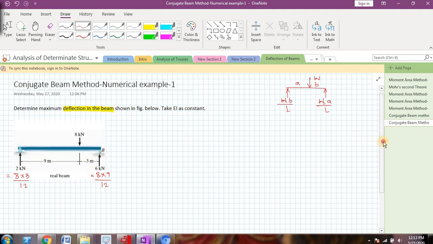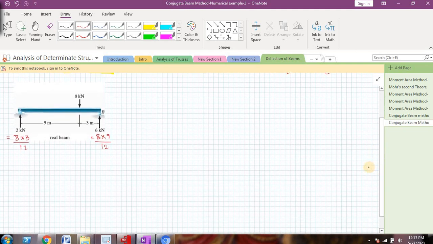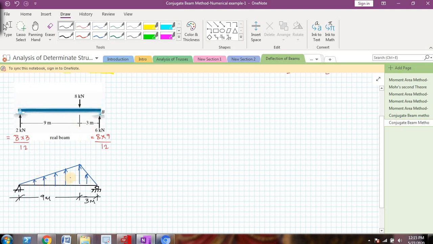And once you find the reactions, you have to draw the M by EI diagram of this beam. So let me draw that M by EI diagram. Okay, now I have drawn this M by EI diagram here. You can see this is nothing but a bending moment diagram for this beam. So the bending moment here, this is 2 into 9, or you can say 6 into 3, that is the maximum bending moment at this point, which comes out to be 18. So since I am drawing M by EI, I should write it as 18 divided by EI.